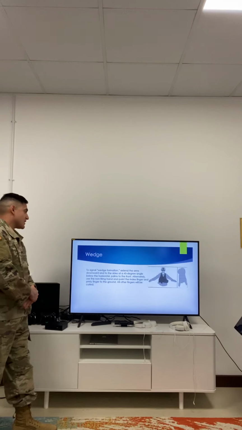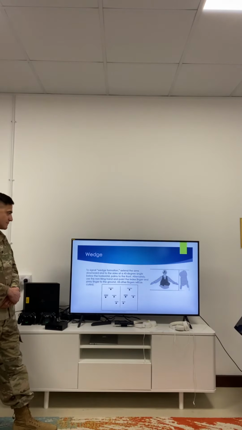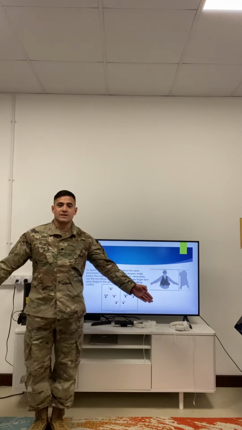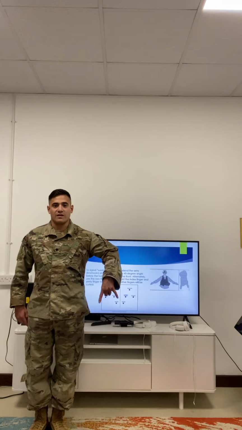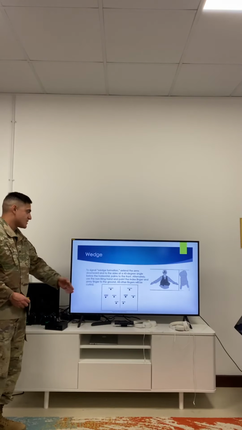Sergeant Vance, would you mind reading this slide for me? Sure can. To signal wedge formation, extend the arms downward and to the sides at a 45-degree angle below the horizontal, palms to the front, alternately using the non-firing hand and pointing the index finger and pinky finger to the ground. All the fingers will be curled. So this is the arm signal, and this would be the hand signal. And this is actually what our formation would look like as a wedge.